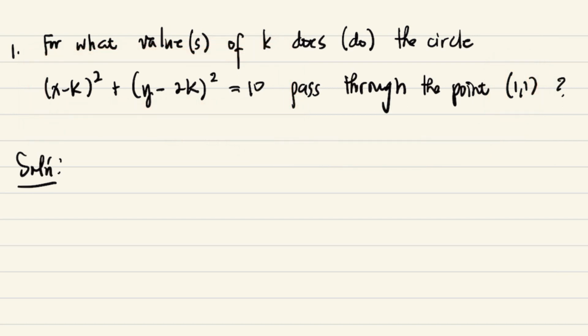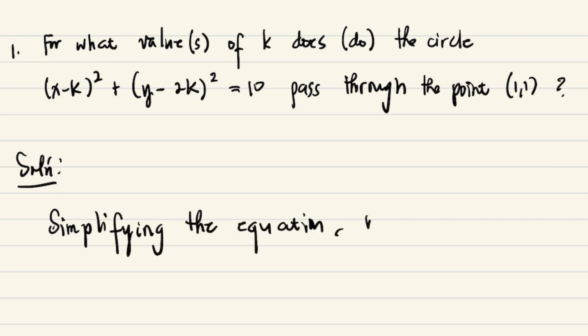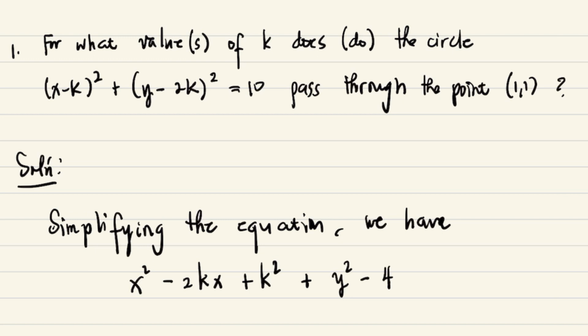So to do that, either you substitute the point first, or you simplify the equation first before substituting, whichever is more convenient to you. In this case, I'm going to simplify this equation first. So simplifying this equation, we have x squared minus 2kx plus k squared plus y squared minus 4ky plus 4k squared equals 10.